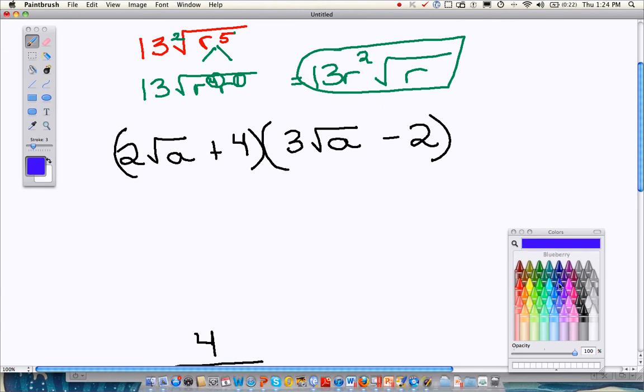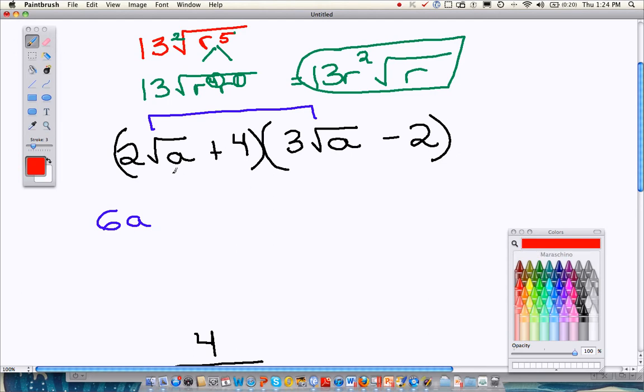The next thing we're going to look at doing is multiplying some radicals. And we're going to do this by multiplying a binomial times a binomial using FOIL. So we're going to start by multiplying the first times the first. I'm going to do each one in a different color. 2 times 3 is 6. And remember, square root of a times square root of a. Anytime we multiply a square root times a square root, that actually makes the root go away. So we have just a plain old a.